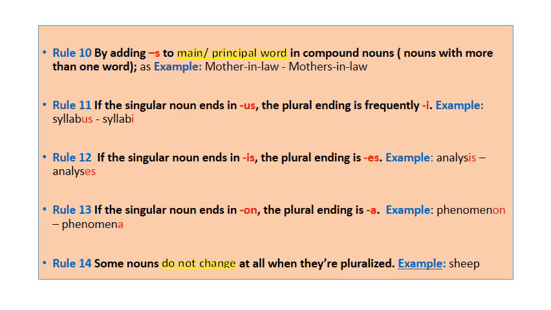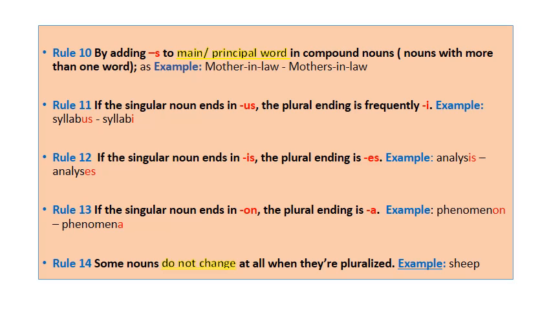Rule number 12. If the singular noun ends in IS, the plural ending is ES. Analysis. This is the singular number of the noun, and its plural will be analyses. IS will become ES. Rule number 13. If the singular noun ends in ON, the plural ending is A. Example, phenomenon, phenomena. Phenomenon is singular and phenomena is plural.